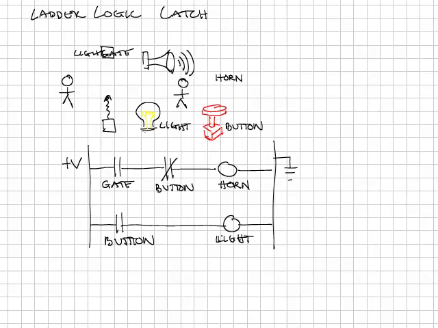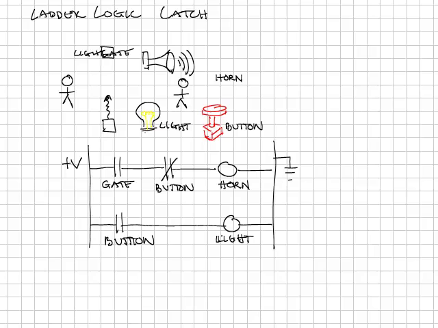When we looked at our ladder logic security gate, we saw that there was a problem. If the person on the outside sprints through the gate, the gate then closes, the button's already down, the horn goes off, but as soon as they get to the other side the gate opens back up and the horn goes off. And so the horn only chirps, and that's not what we really wanted to do.